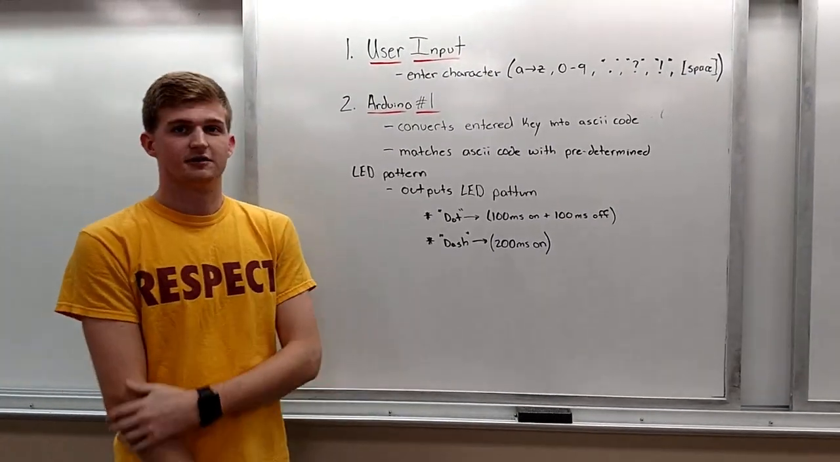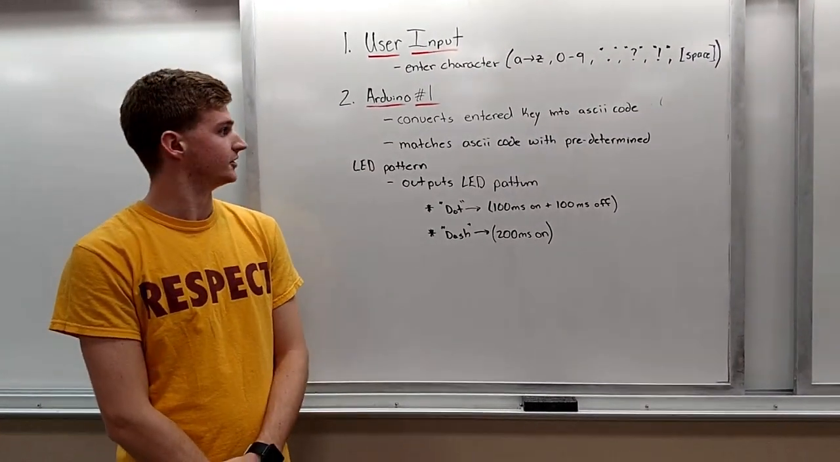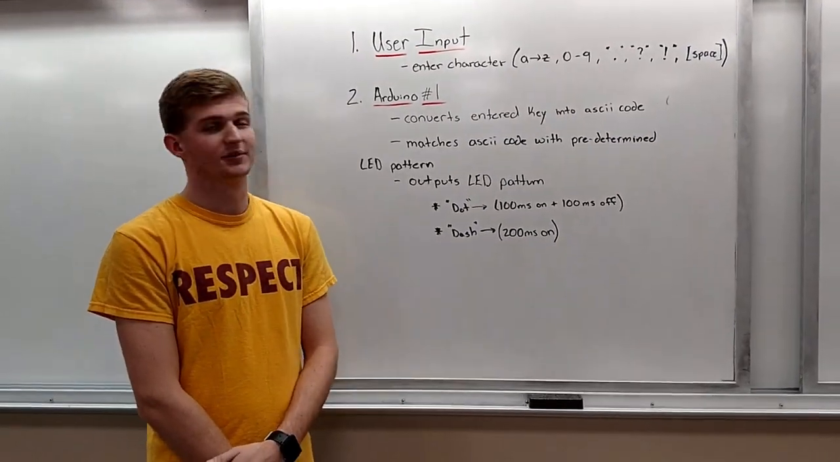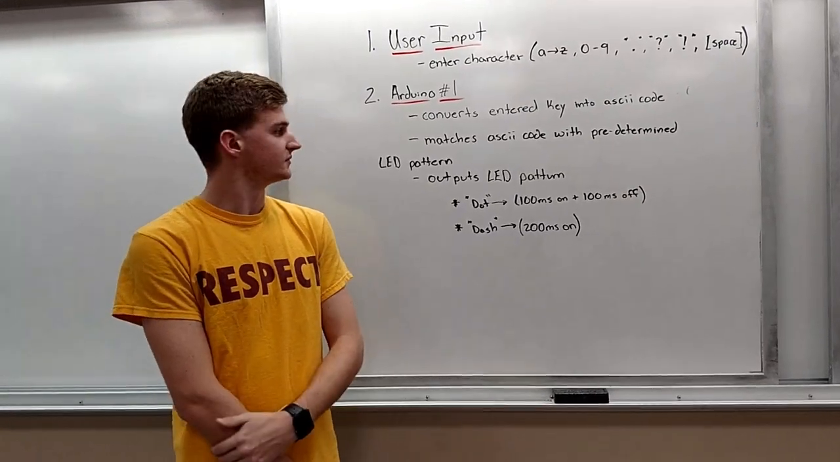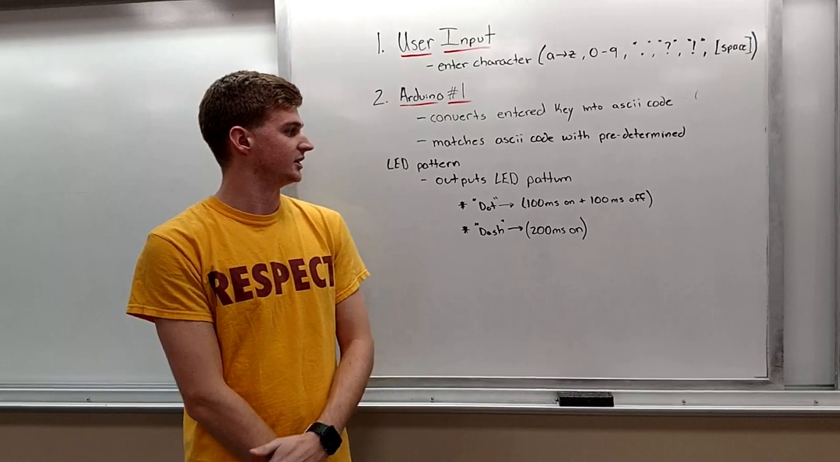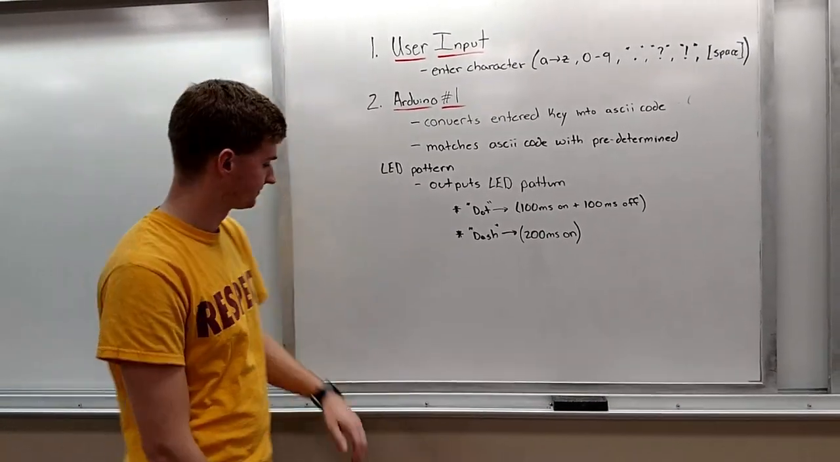From there, we go to the first Arduino. The first Arduino then converts this key into an ASCII code and then matches this ASCII code with its predetermined LED pattern. From there, it then outputs the LED pattern to an LED in the circuit, using a dot to be 100 milliseconds on, 100 milliseconds off, and a dash to be 200 milliseconds on.